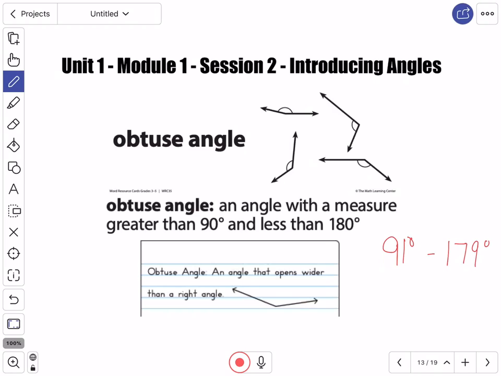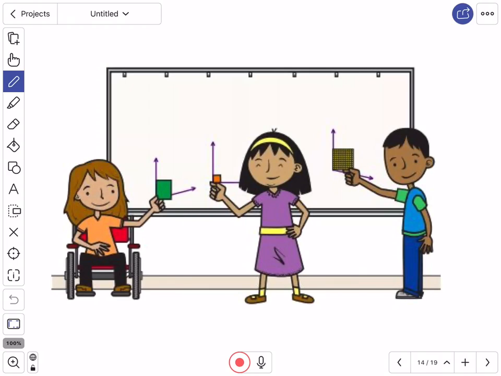An obtuse angle is an angle with a measure greater than 90 but less than 180. So anywhere between 91 degrees and 179 degrees would be an obtuse angle. So obtuse, think very big. When you look at this one right here, it almost looks like a straight angle, but it's not. It is less than 180. So it opens wider than a right angle.